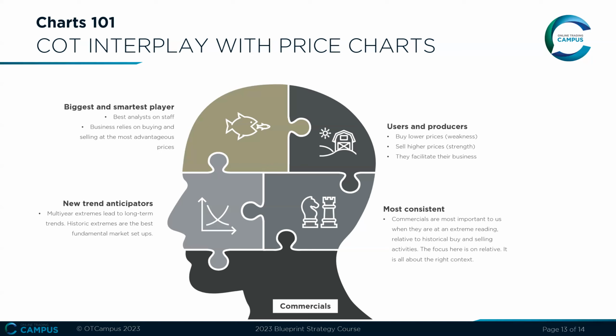The commercials, the users and producers of the commodities, what they will do is they will sell at higher prices and they will buy at lower prices. Let me illustrate that with a sugar example. If you're a producer of sugar and you have a lot of sugar in your bins, and as per your cost outlook for the year, let's say your break-even point of selling your sugar is $15. So if sugar is trading at $15 as per your analysis, you're not losing and you're not gaining, right? You're at break-even.